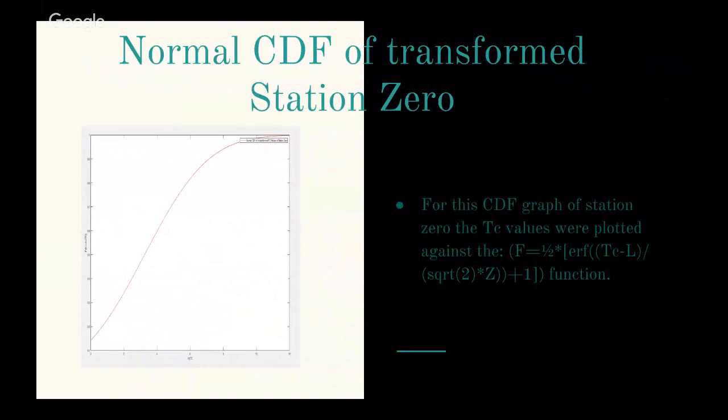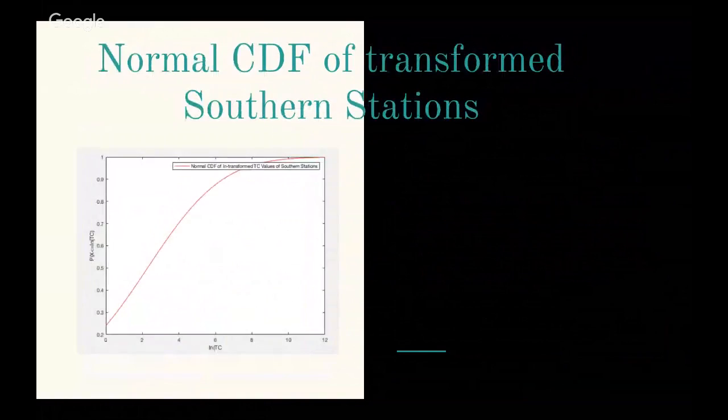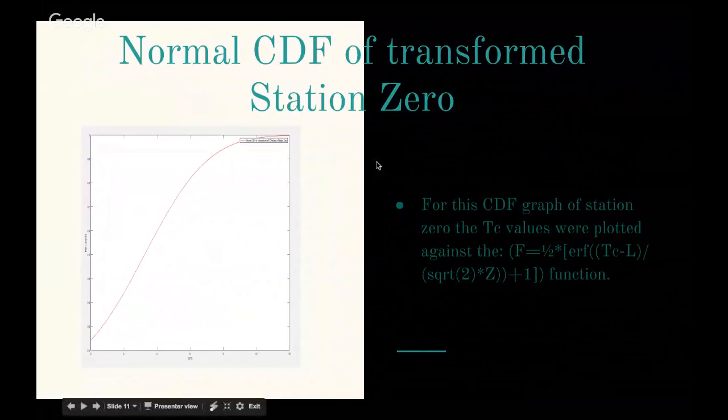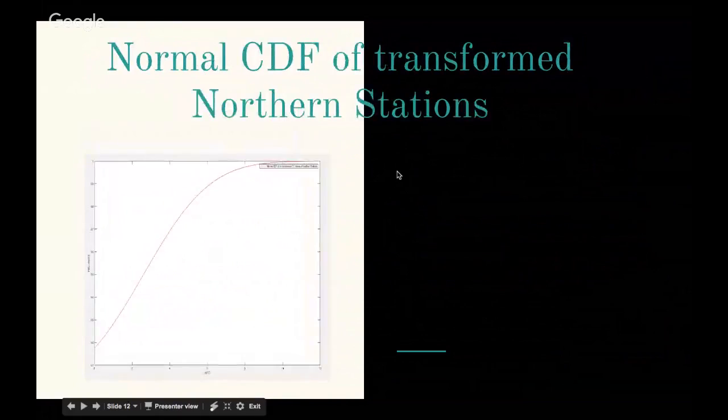For question 2, we had to graph the normal CDF of the transformed station 0, northern station, and the southern station. As you can see, we used the formula right here, and we decided to go with the log transformation, and we used a transformation for all three CDFs, the same method of using the log transformed data and using the CDF equation and doing the log normal distribution calculations, which can be found in the report.